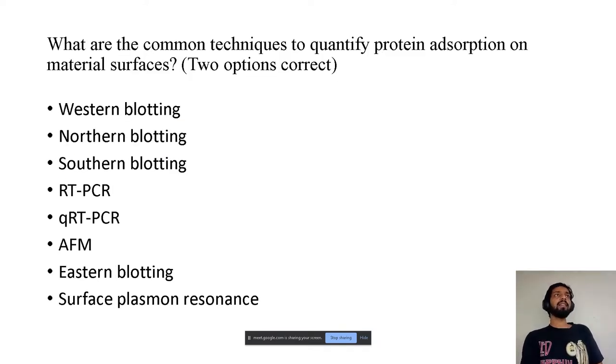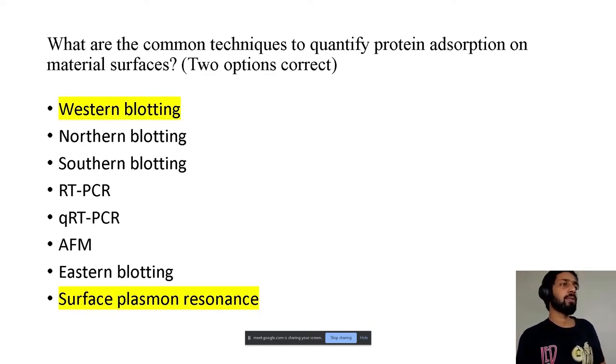Okay. What are the common techniques to quantify protein absorption on material surfaces? Is it Western blotting, Northern blotting, Southern blotting, RT-PCR, qRT-PCR, atomic force microscopy, Eastern blotting, surface plasmon resonance? The first one and the last one, okay, everyone agrees. So Western blotting and surface plasmon resonance are the two most common techniques to quantify protein absorption.